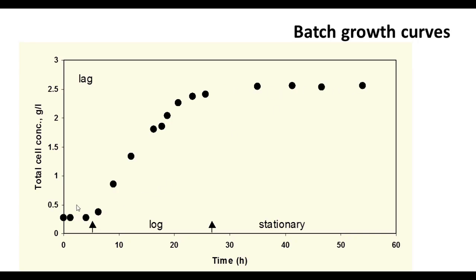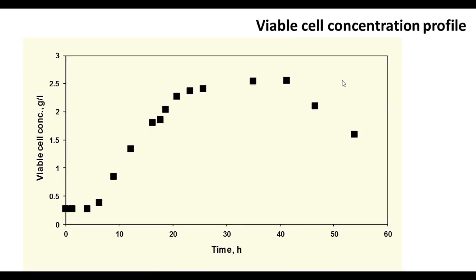The initial phase in which there is no change in the total cell concentration is called the lag phase. The region where the cell concentration changes rapidly is called the log phase. We'll look at the reason a little later. And then it reaches what is called a stationary phase, where there is no increase in cell concentration.